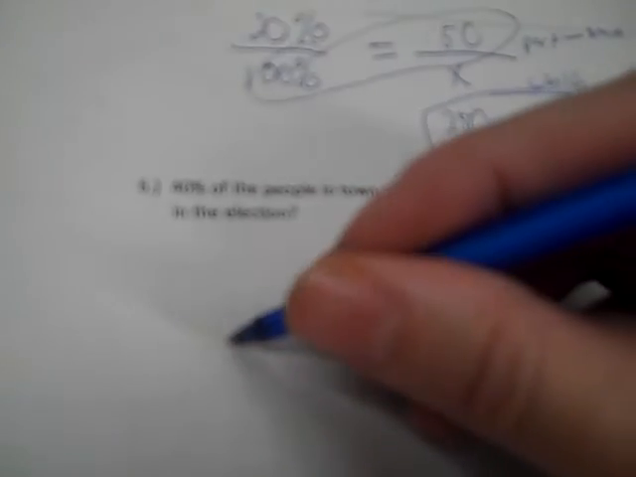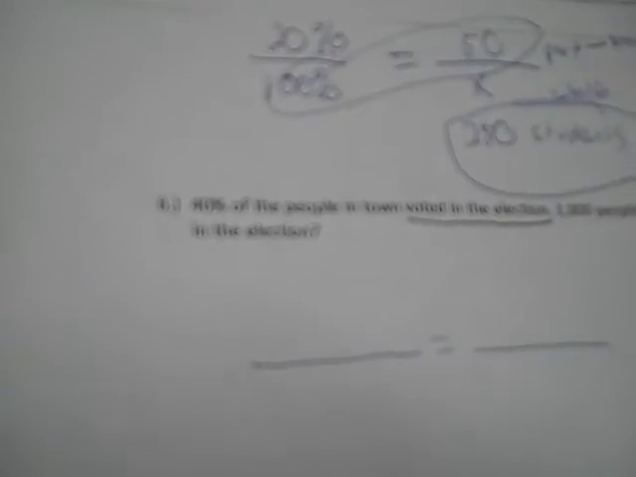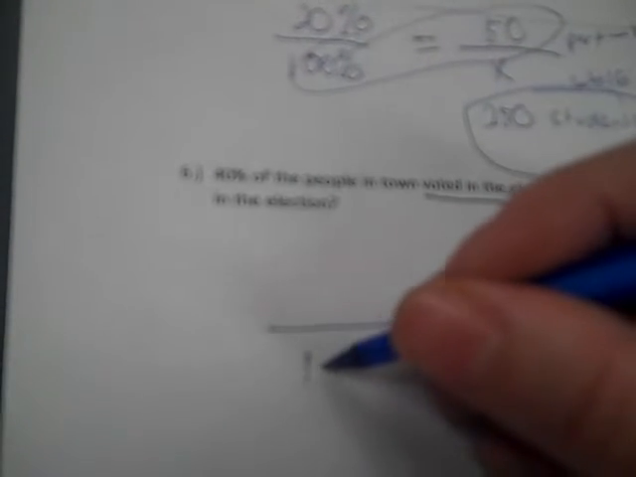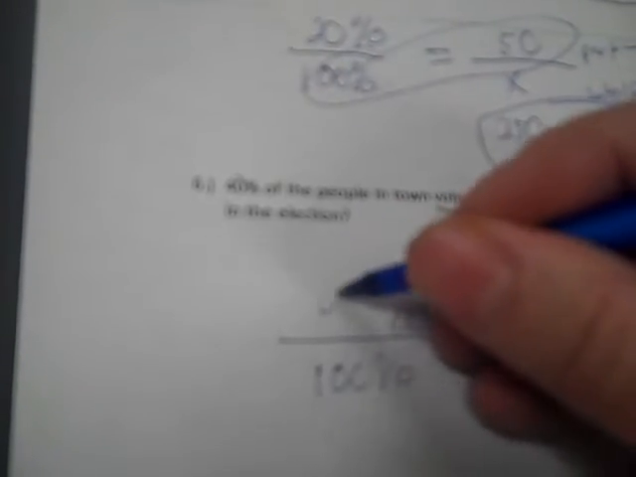Okay, number 6. 40% of the people in town voted in the election. 2,000 people live in town. How many voted in the election? So again, there's no word that indicates adding or subtracting. Okay, so it's a part whole problem. It's not the original percent new. That's 100%, and we have 40%.